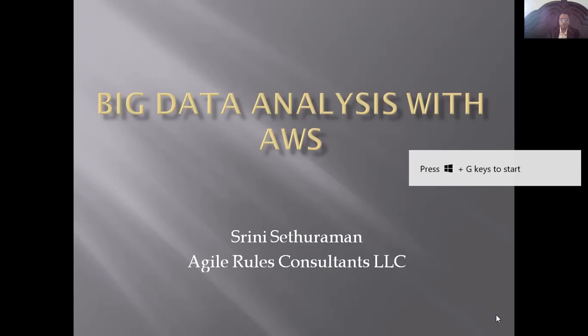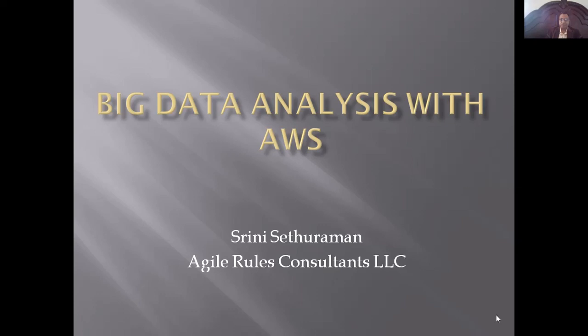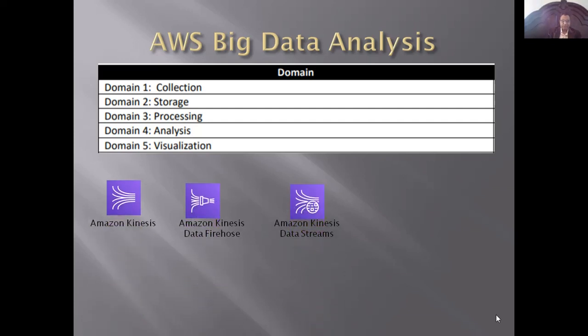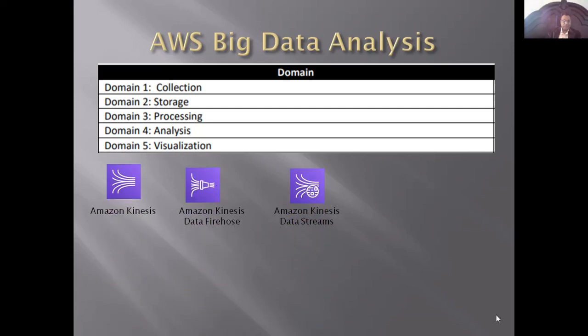Today I'm going to talk about big data analysis with AWS. In the AWS big data certification, there are 5 domains, and I thought of showing all these domains through a practical example, with a set of videos. Today is the first video on that. The first domain is the collection domain, where we'll be using Kinesis.